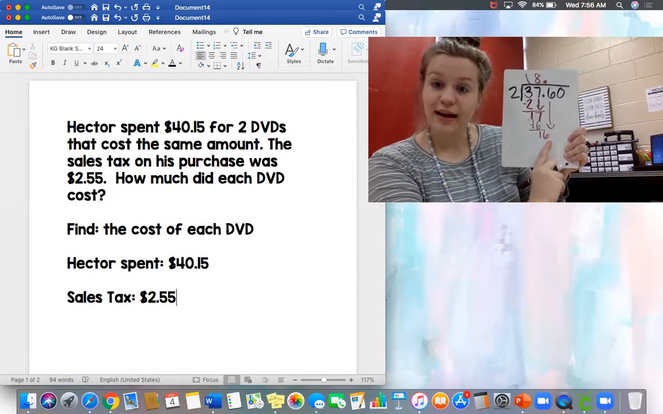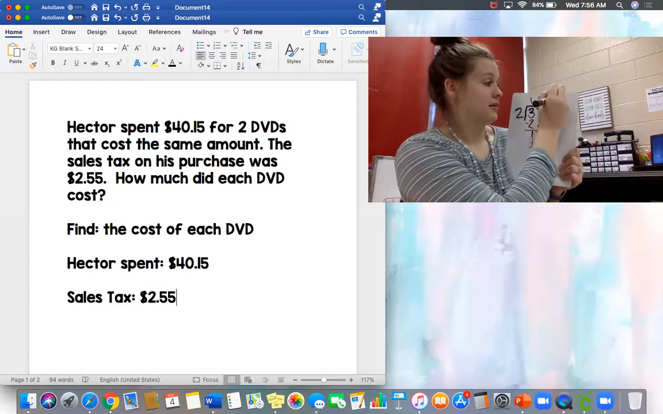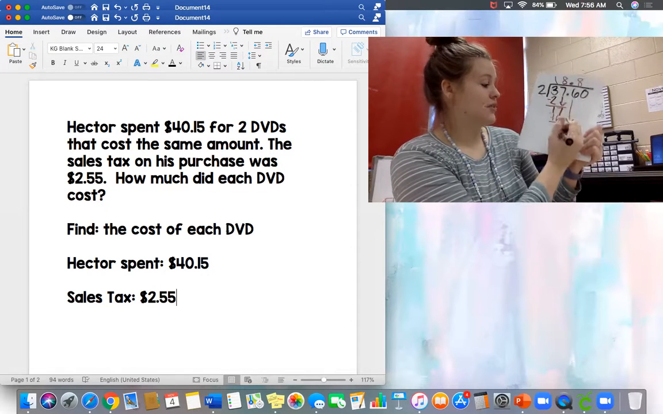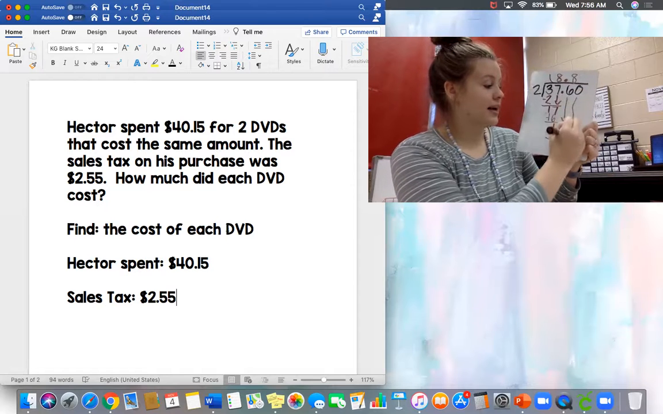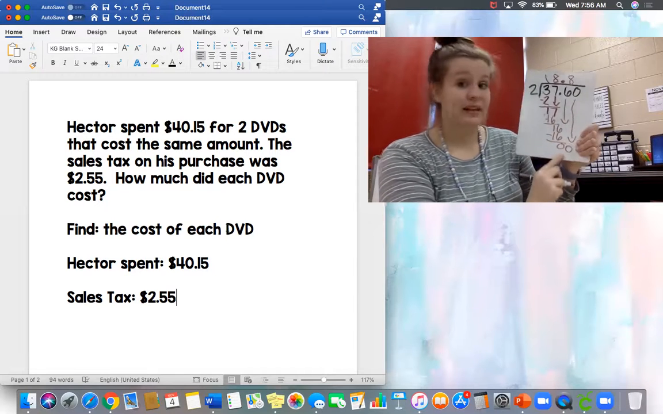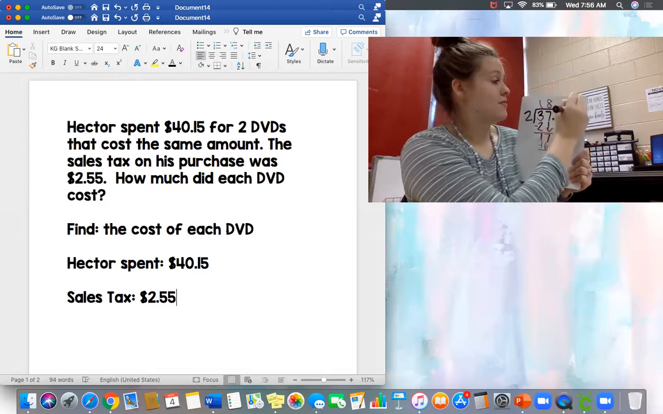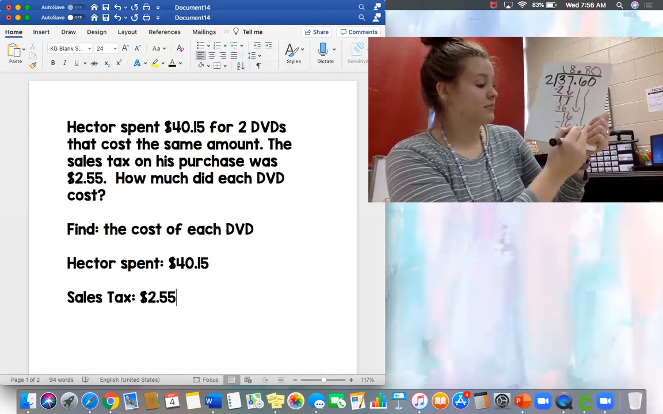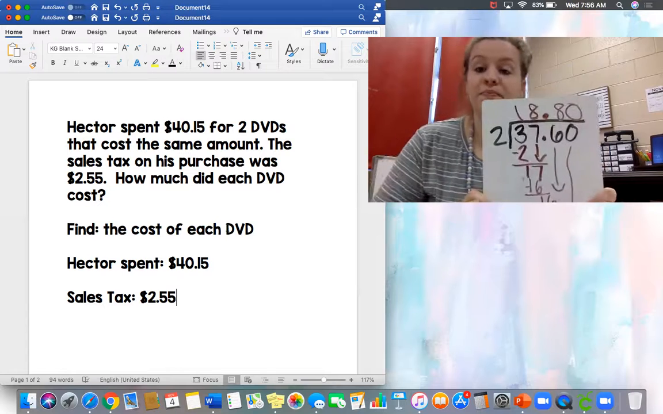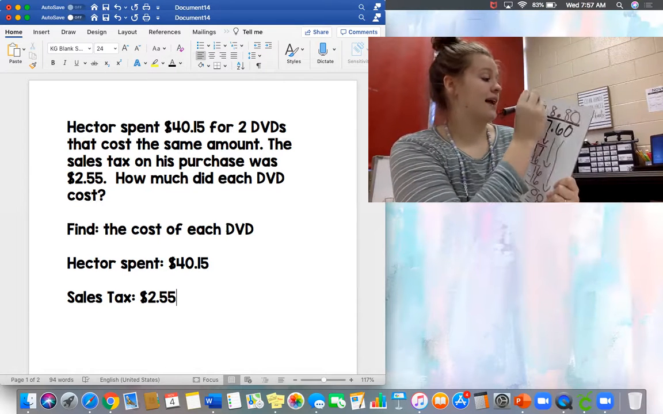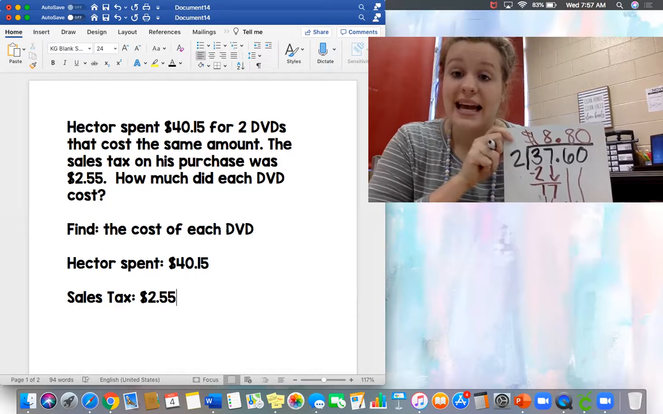I think we just figured out how many times 2 would go into 16, didn't we? 8 times. 8 times 2 is 16. I subtract and get 0. Bring down my 0. If I have 0, can I make a group of 2? No. So no groups. 0 times 2 is 0. I subtract and have no remainder. So I found out that each DVD costs $18.80.